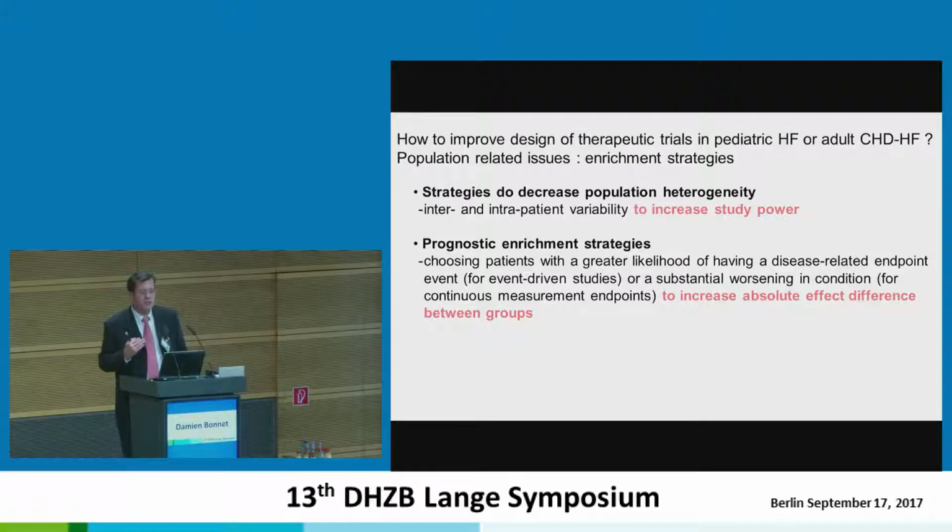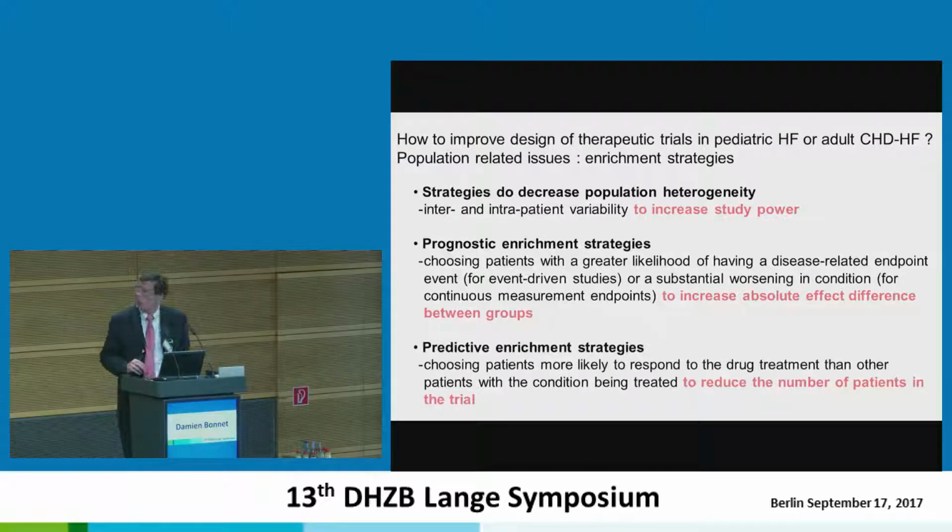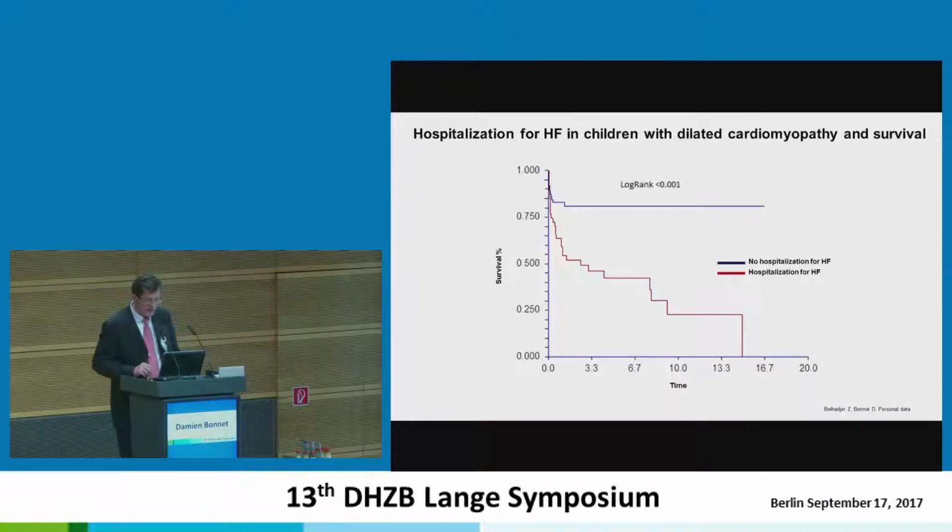And we are quite reluctant to do that, and the industry is also reluctant to do that because they don't want the patients to die in the trial. But if we want to increase the absolute effect difference between groups, we should include the more severe, and we should also have a predictive enrichment strategy to choose the patients that will reach the endpoint. And so we have to have data from registries to predict this type of patient.